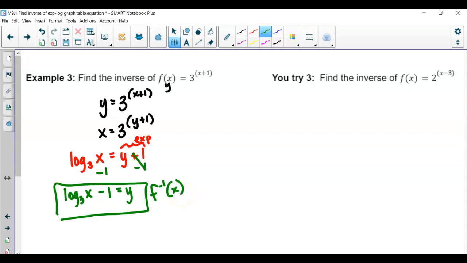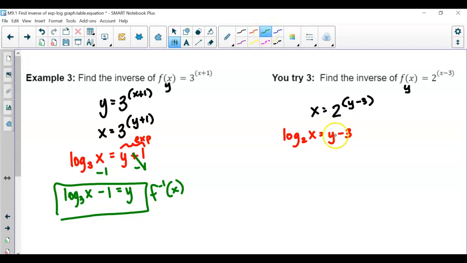So go ahead and pause the video and try this on your own. And here we go. Again, we're going to switch the x and y. So x is equal to 2 to the y minus 3. And again, notice how with our exponential, nothing is outside of it. So we can continue and write this as a log. So log base 2 of x is equal to y minus 3. Because again, remember, the equation is always equal to your exponent.